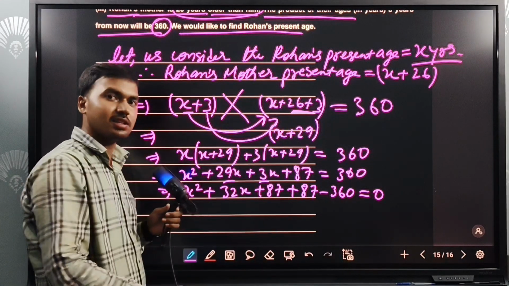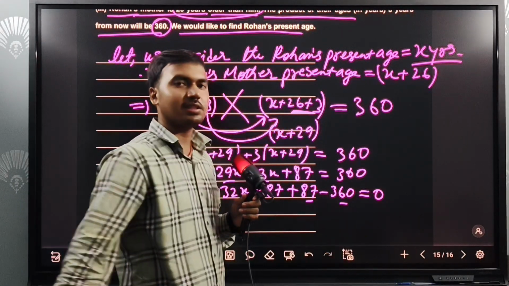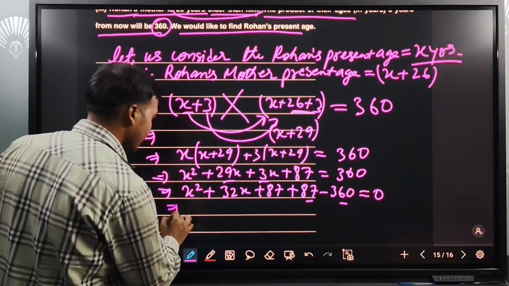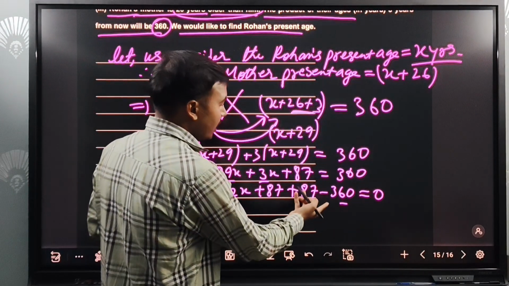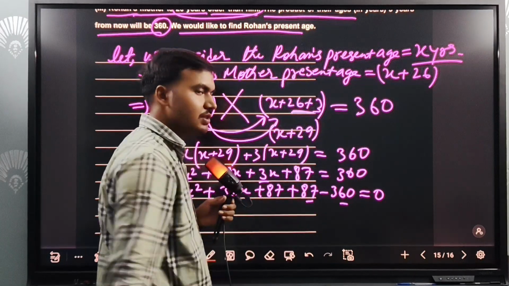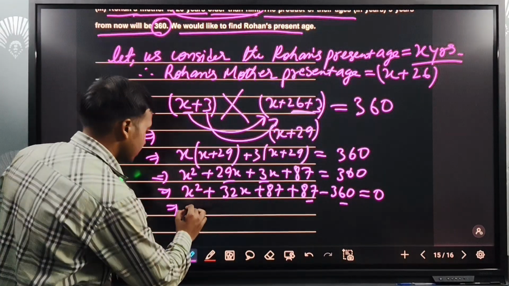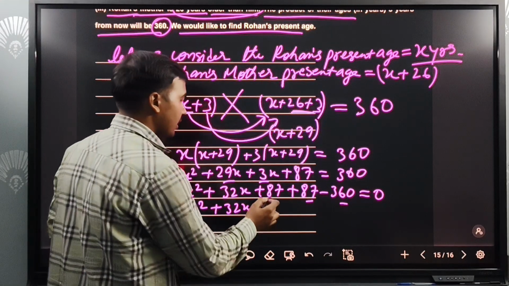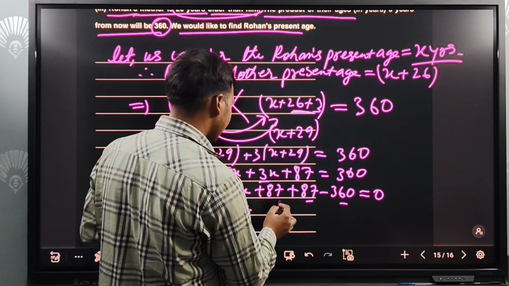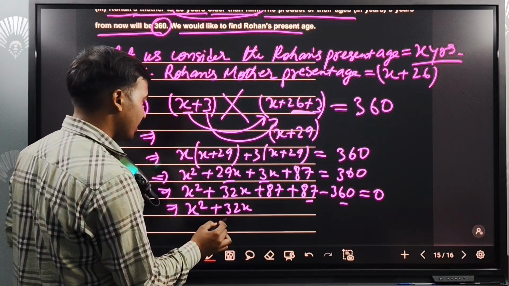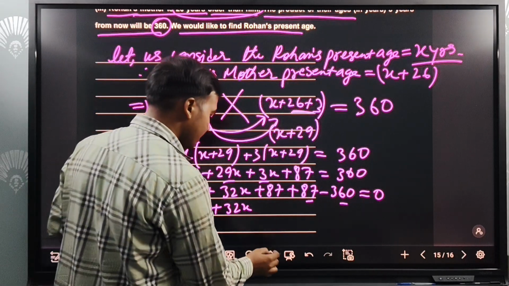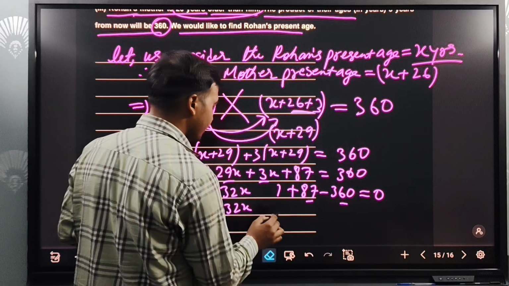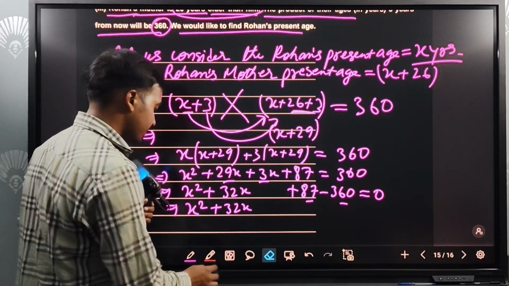Now here you can see that both terms are like terms, so we will solve these like terms now. On solving, we will get x square plus 32x and 87. Here I had written 187 two times by mistake, so I am erasing it. This is not required now.